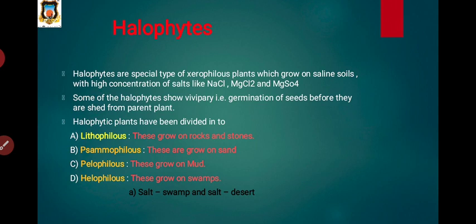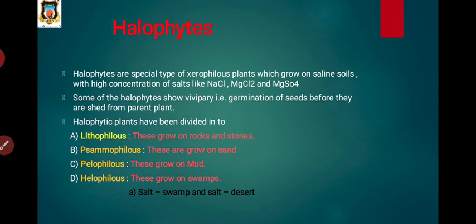Then halophytic plants are divided into the following groups. Lithophilous, these grow on rocks and stones. Then samophilous, these grow on sand. Then pelophilous, these grow on mud. Then halophilous, these grow on swamps. And these halophilous are again subdivided into salt swamp and salt deserts.